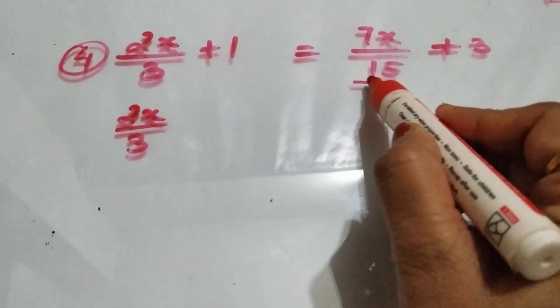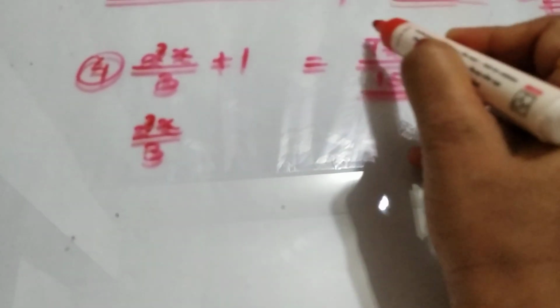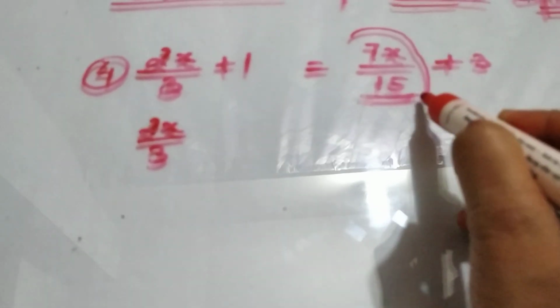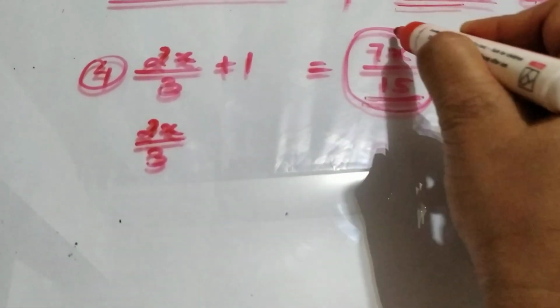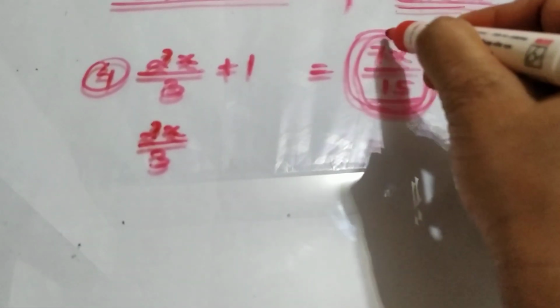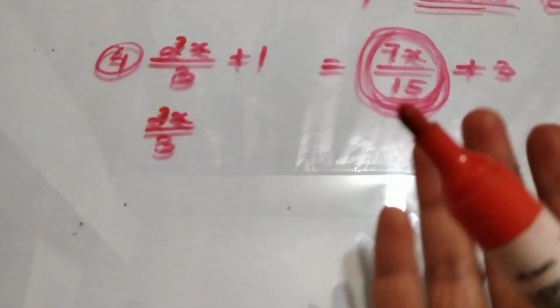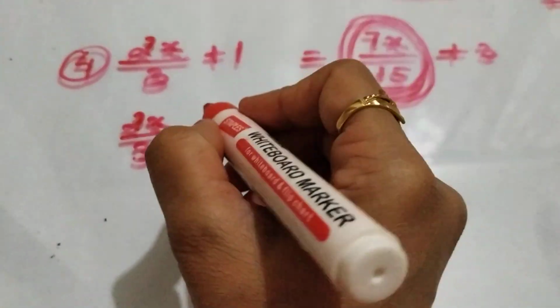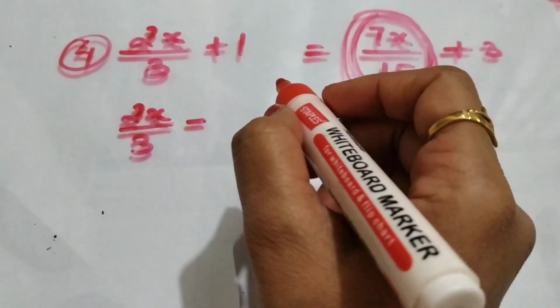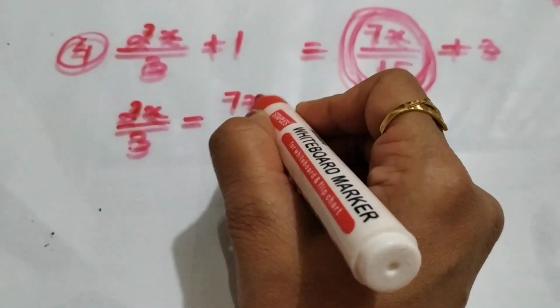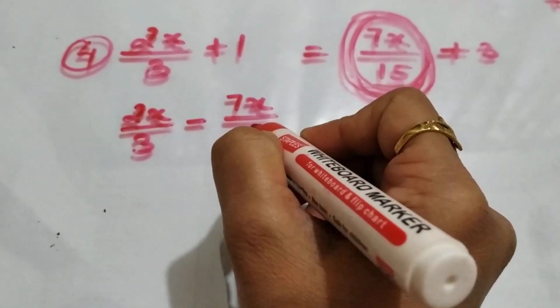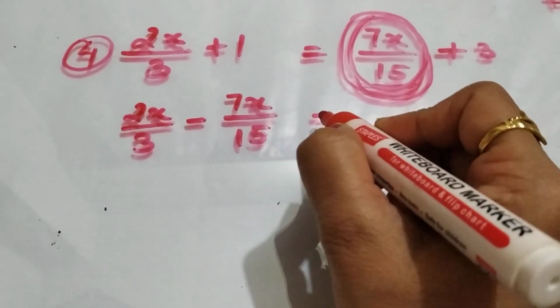Here, because we read 7x by 15, that is a best friend of x. We can't easily separate them. So the whole of it is transposed to the left side. It is in plus form, so we put a minus sign because plus changes into minus, equals to.